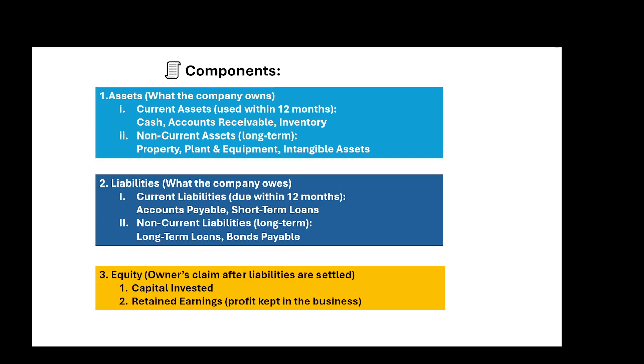The third one is your equity. This is the owners' capital you invested in your business, and likewise the retained earnings. The retained earnings are profits that you earn from your profit and loss statement.